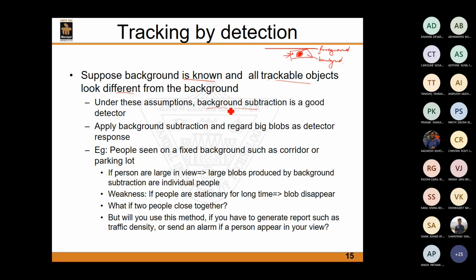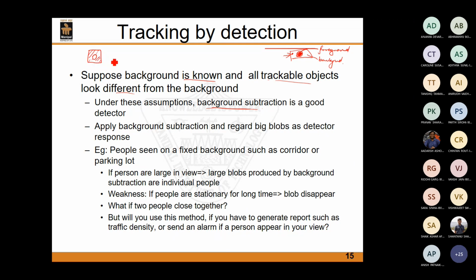Now this background subtraction method is basically an object detector method, because by subtracting the background, you're trying to detect where the object is, right? So let's say this is the image that you have, this is the foreground or the object of interest, and let us assume that this is the background.